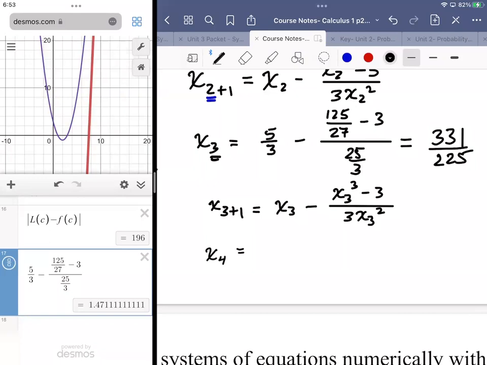All right. So there really isn't much to the shortcut, but I'll show it to you in a second. It's the kind of thing where you don't even really need a dedicated calculator for it. It'll just kind of work itself out. All right. So 331 over 225 minus 331 over 225 cubed minus 3 over 3 times 331 over 225 squared. And I don't know, also something else to consider.